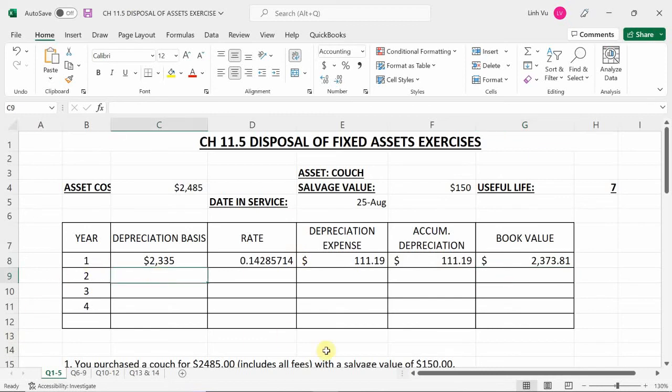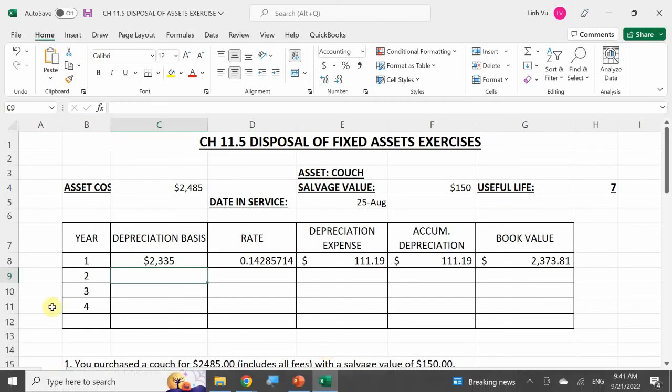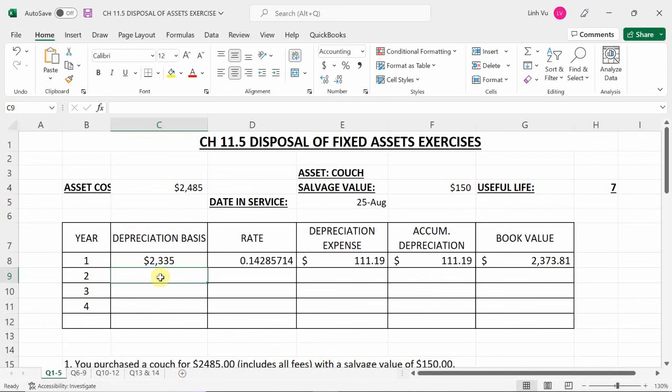What's my depreciation basis going to be? 2,373.81. No. It's going to be the same as all of this, right? So in this case, it's my asset cost minus salvage value. Good.